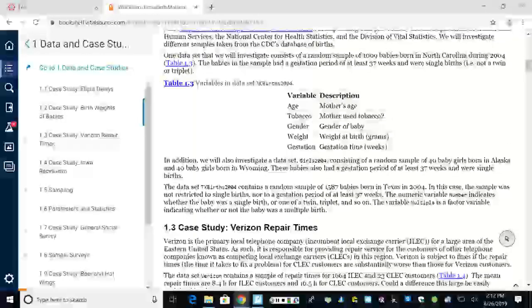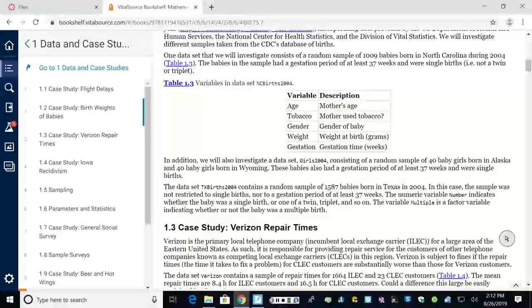This mother used tobacco. How do they know, right? Is it self-report? Is it taking a hair sample and doing a test? Yeah, for things like alcohol or drugs, that's harder to know. So what's the quality of some of these variables, right?